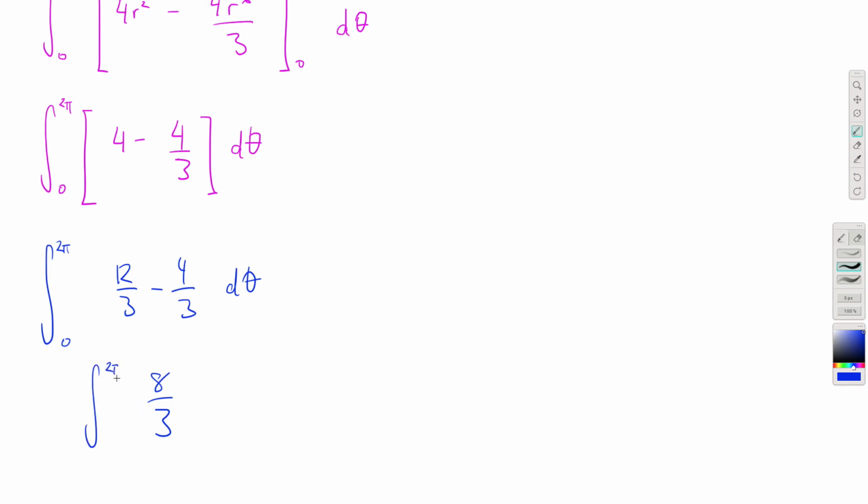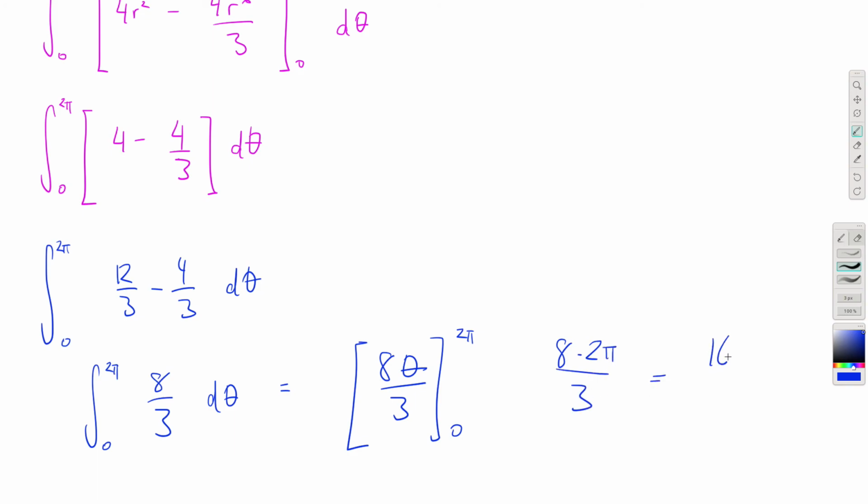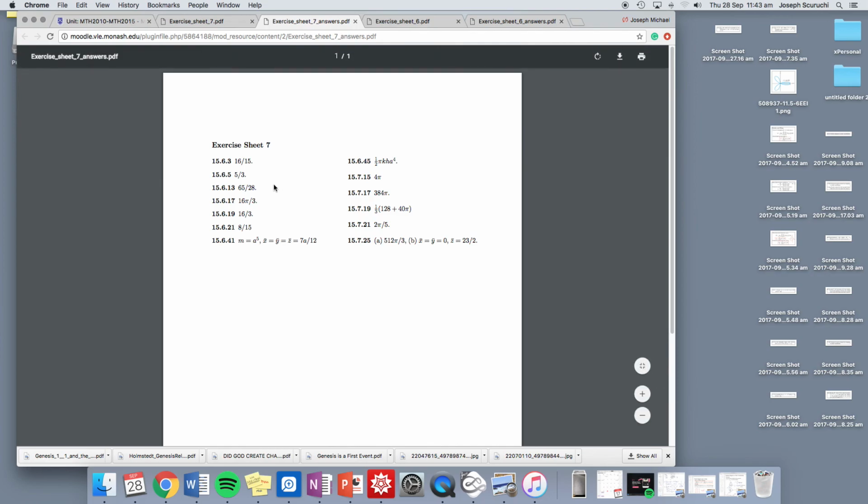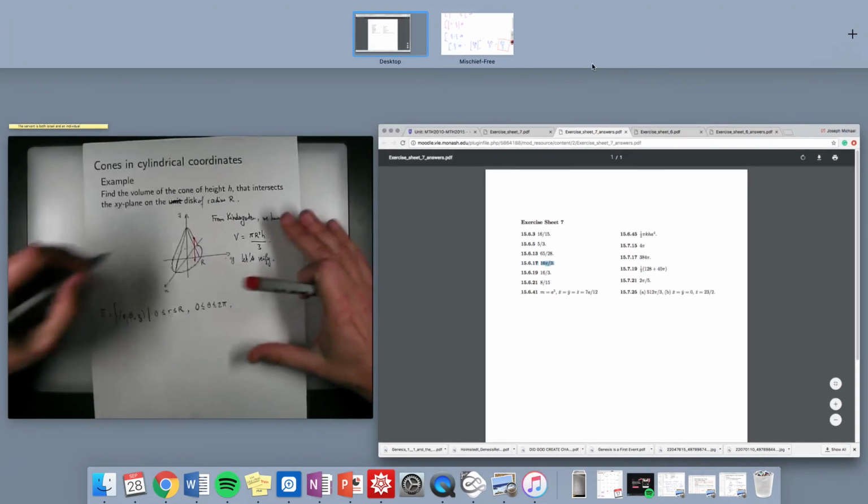Then you have to integrate with regards to theta, and that's always fun because you just add theta, and you're doing it between 2 pi and 0. You don't have to worry about subbing in the 0, you just sub in the 2 pi. So you get 8 times 2 pi on 3, which equals 16 pi on 3. And that, let us hope, is the answer. 16 pi on 3. You've done it.